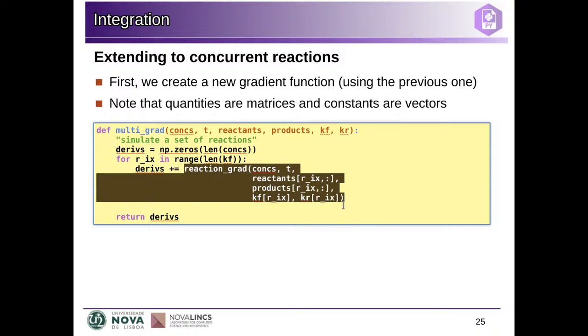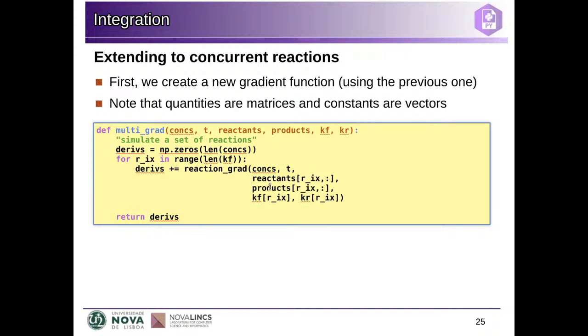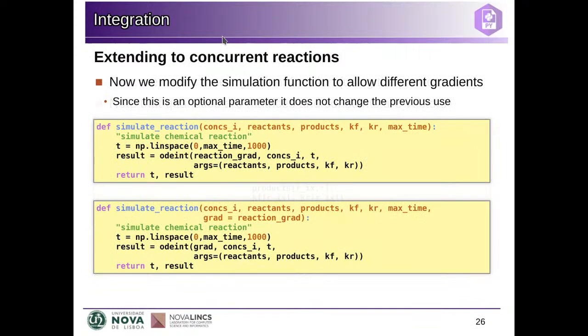So what each reaction contributes to the derivatives. For this we're going to give the appropriate row of the reactants matrix, the appropriate row of the products matrix, and the value for the forward and reverse constants. And now we return these derivatives, which are the derivatives for all the species, but they aggregate, they add up all the contributions of all the reactions that we have.